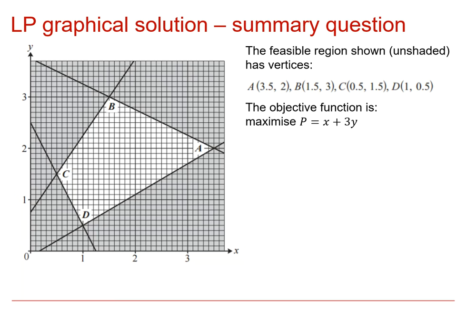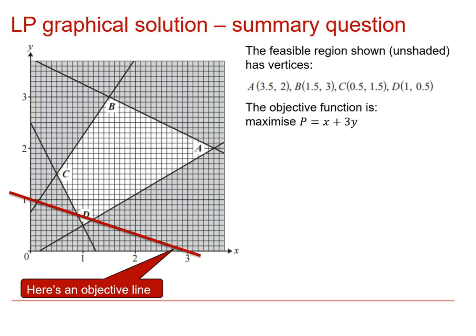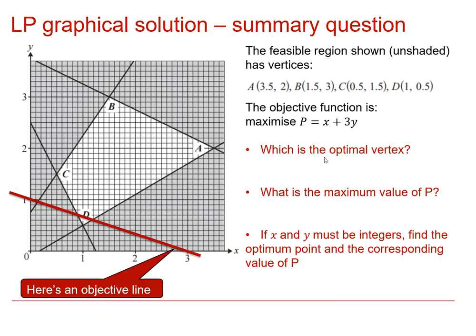So we're going to finish now with a summary question which I'd advise you to try yourself before seeing the answer. So this is the problem that we have, a linear programming problem, where you can see that we've got a feasible region which has been given to us. We're told what the vertices are, and we're told that the objective function is p = x + 3y. So the question then is, which of these is the optimal vertex if we're trying to maximize p, and what is the maximum value of p?